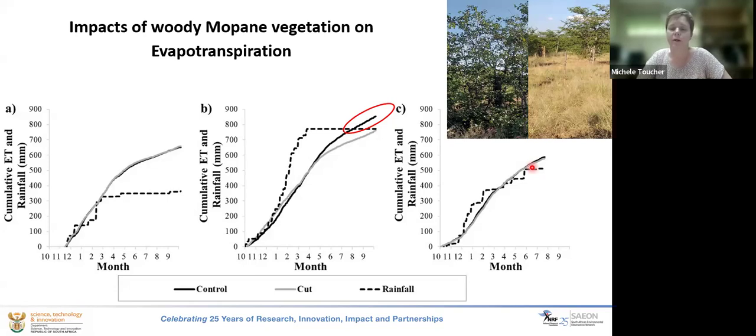It wasn't as marked as what the Cathedral Peak site was. So in the Cathedral Peak site, in some of the years, we were seeing almost a halving of the streamflow that was available from the catchment relative to the grassland site. And the ET was markedly higher.